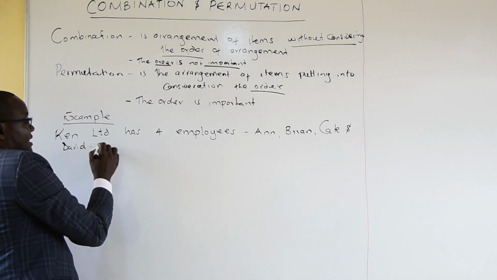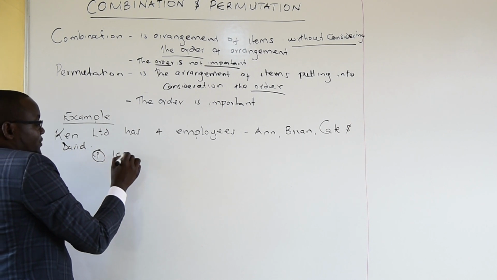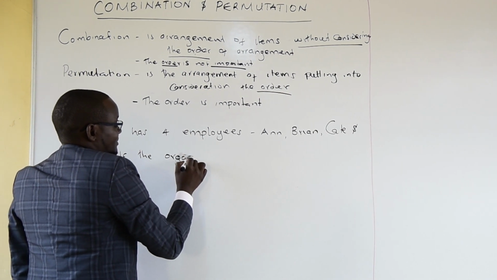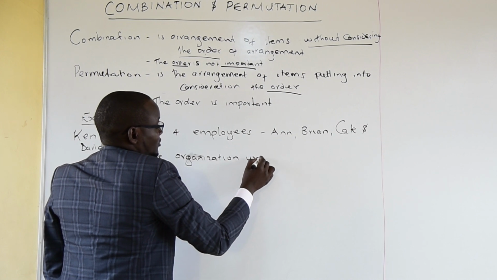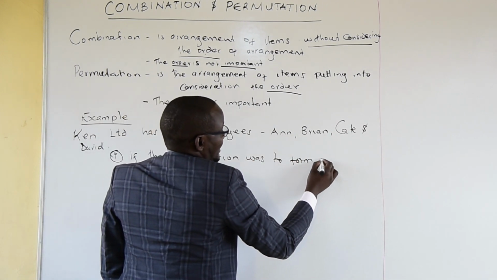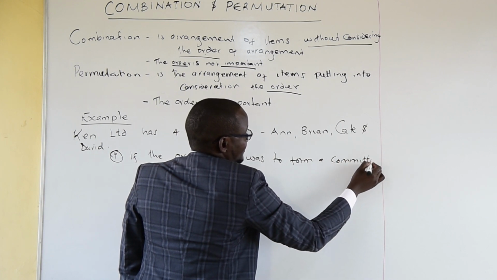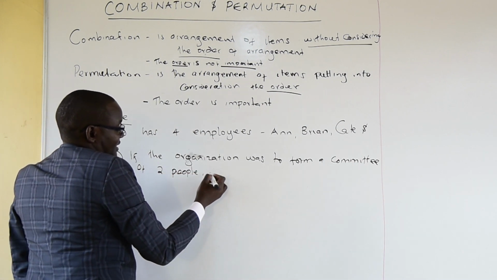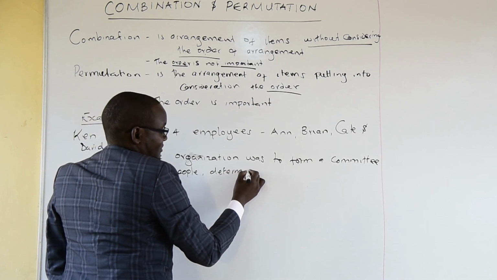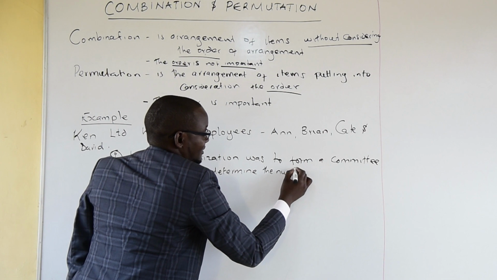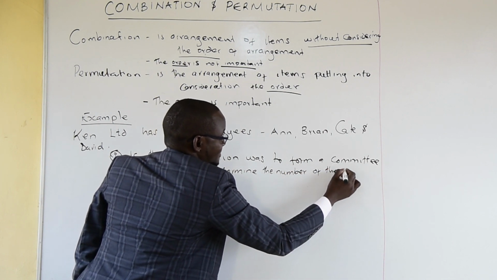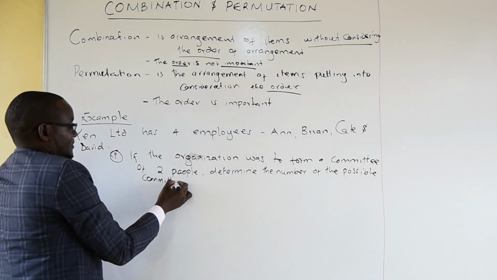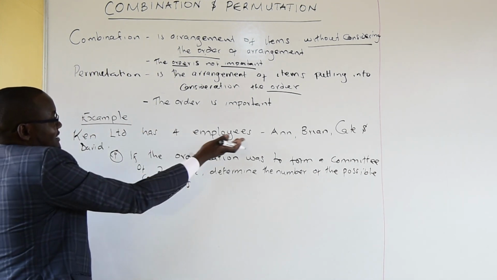Then you are told, if the organization was to form a committee of 2 people, determine the number of the possible committees. So these are the 4 people that we have.